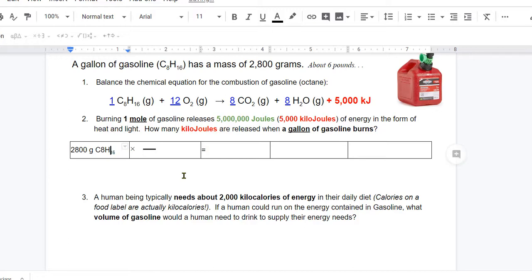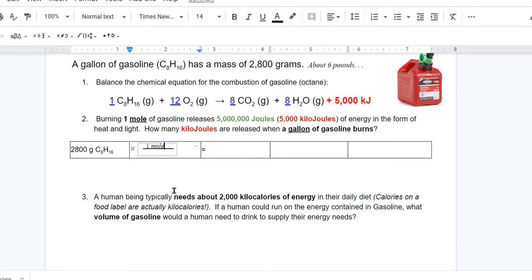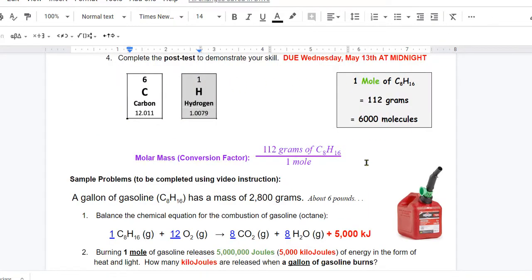Remember, you can make the subscript so it looks nice. I'm using control comma to do that. I'm going to convert this to moles. 1 mole of gasoline has a certain mass. You get it by adding up these parts right here. It's been done for you on this page. 1 mole of C8H16, 8 carbons, 16 hydrogens, weighs 112 grams.